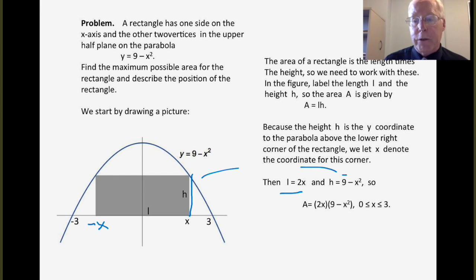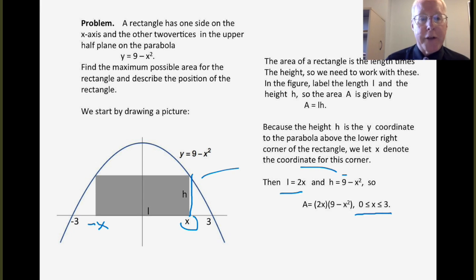So area, which was L times h, is now given by 2x times 9 minus x squared. Furthermore, if we focus on the location of this lower right-hand corner here, then we know x has to be between 0 and 3, so this gives us an interval on which we seek our variable. This is nice because back in 4.1 we learned how to find maxima and minima of continuous functions defined on intervals like this, where you have a finite interval and endpoints.